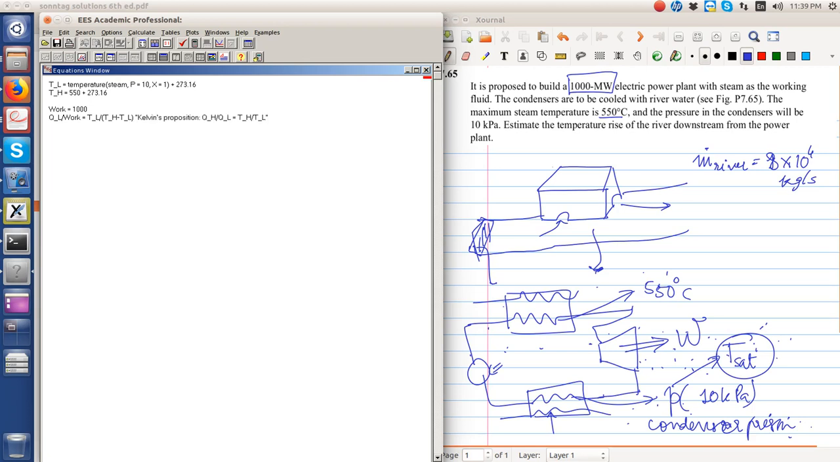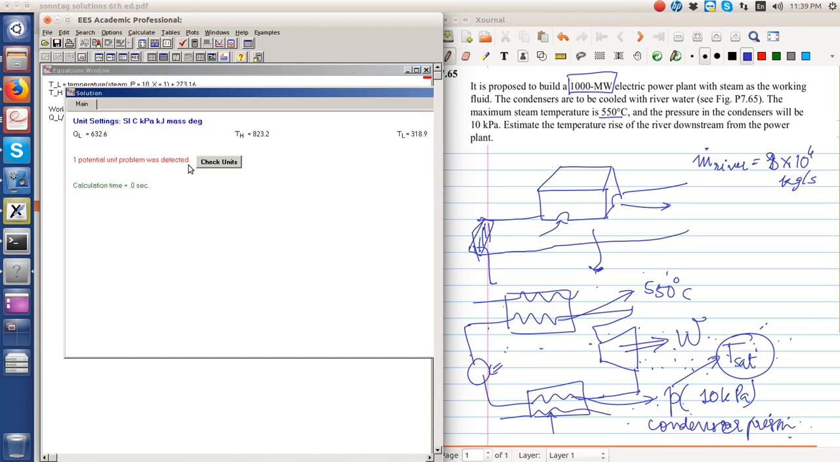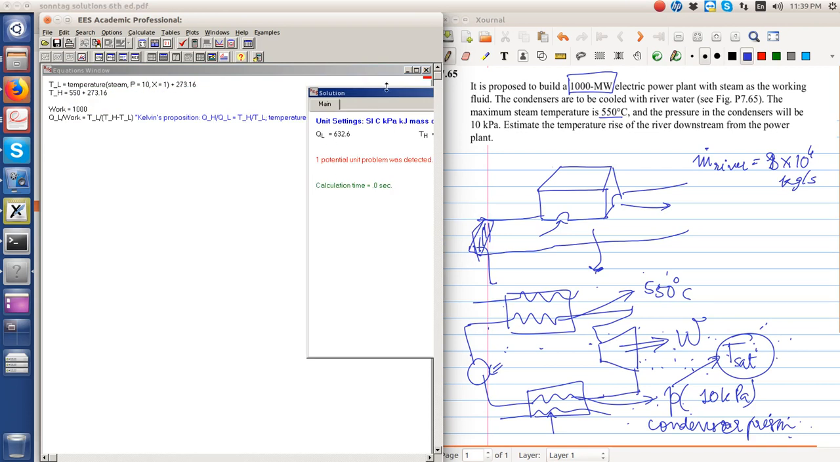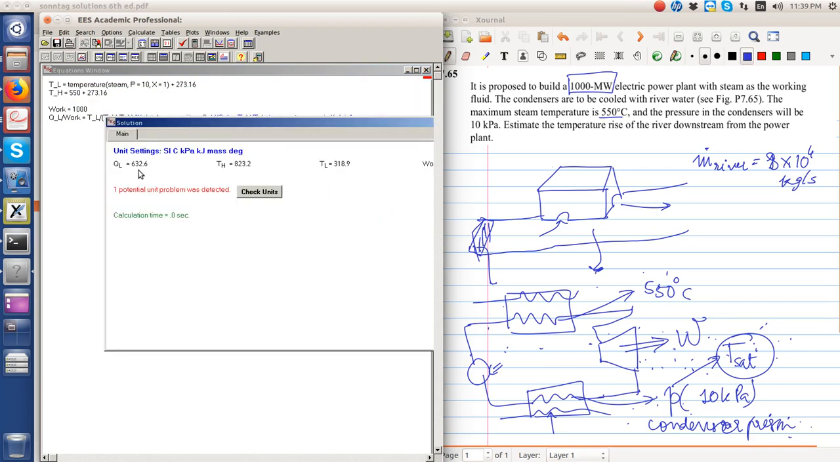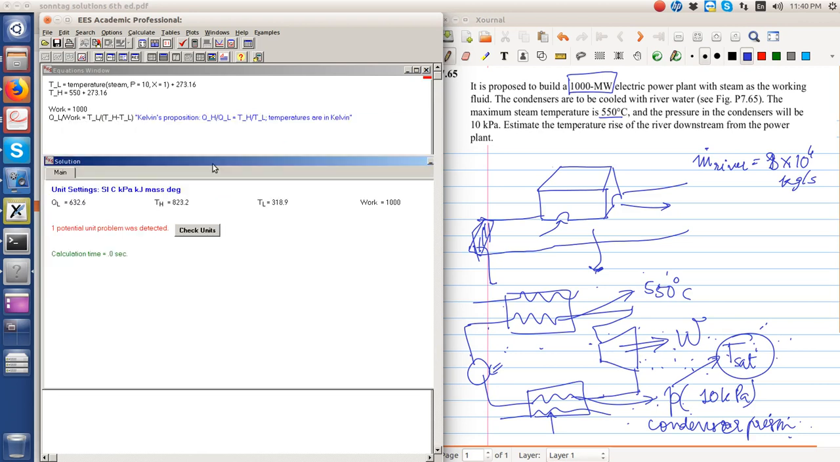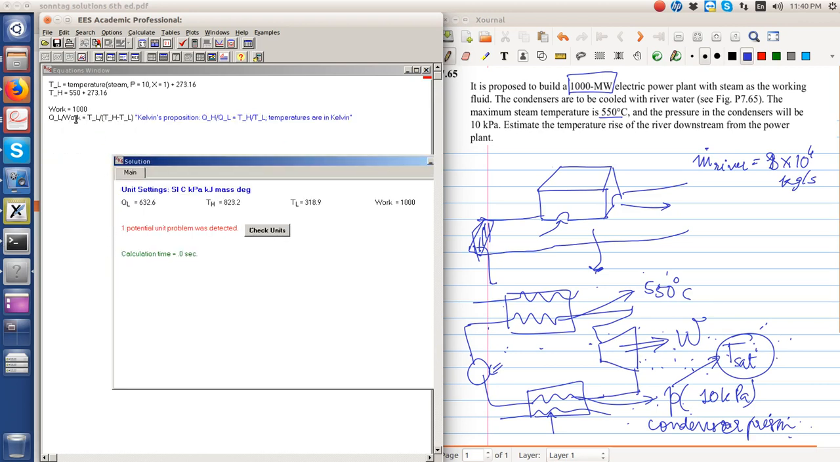So we have simply modified a part of this and written, instead of QH and QL, QL and work. It's very easy to write in terms of the temperatures. All the temperatures must be reported in Kelvin, otherwise it will yield an error. So the work is given. Now we can find out the amount of heat transfer QL, which is found to be 632.6 megawatt. Because work was in megawatt, QL is in megawatt.